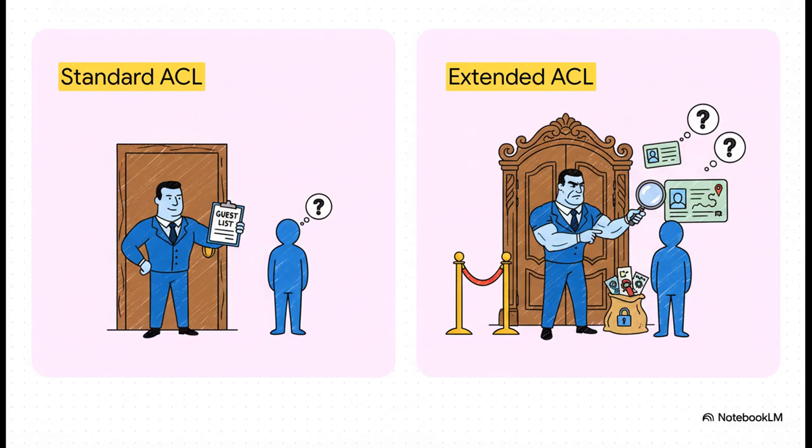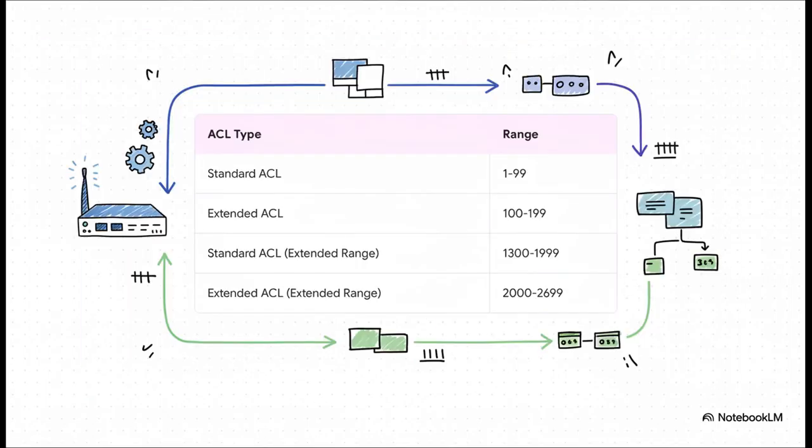But an extended ACL? Whoa, that's way more powerful. It's like a bouncer who checks your ID, asks who you're here to see, what you're carrying, the whole shebang. It can check source, destination, and the specific service, like web traffic. So how does the router know which kind of bouncer we're hiring? It's all in the number.